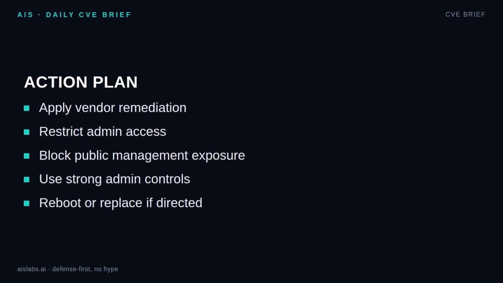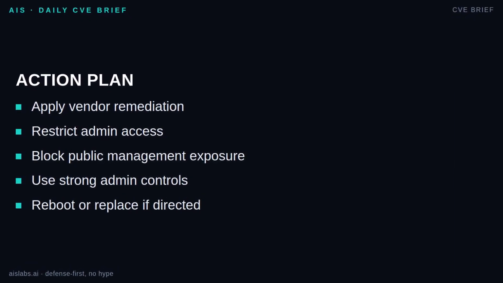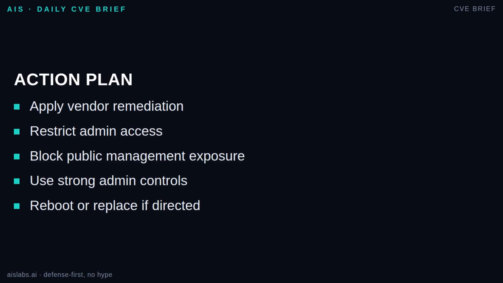The first action is to follow the D-Link security advisory and apply the vendor-recommended remediation for affected devices. Do not rely only on isolation if a fix is available. Because the impact is command execution with root privileges, this should be treated as a priority maintenance item for any exposed or business-critical deployment. In parallel, reduce reachable attack surface.